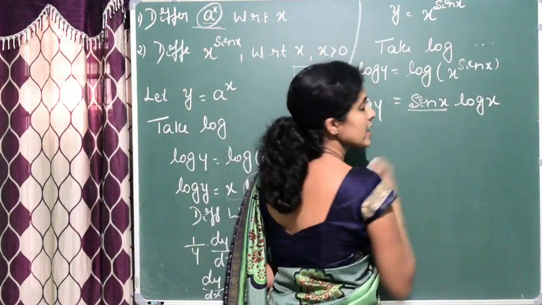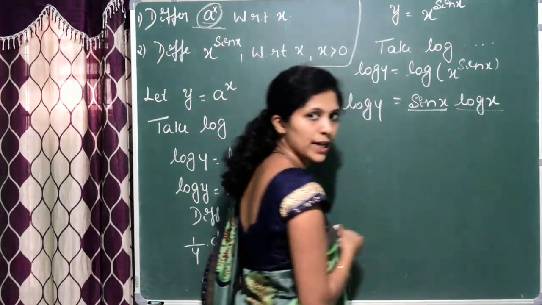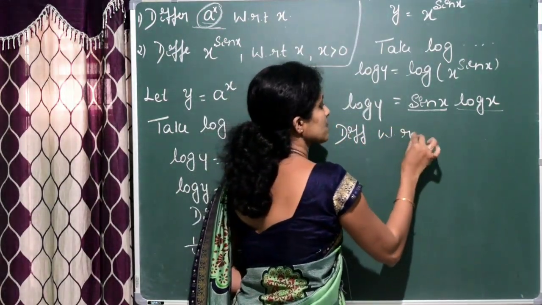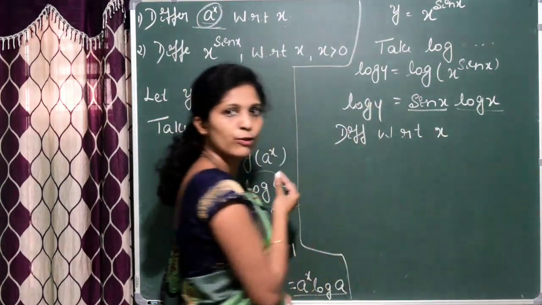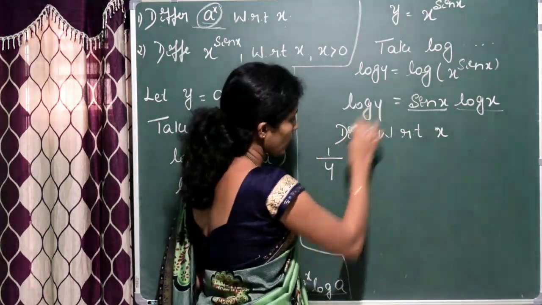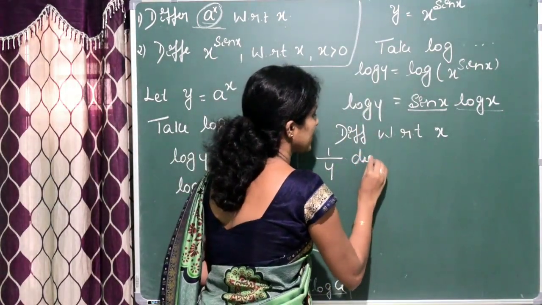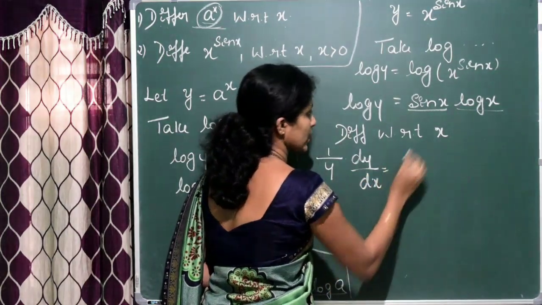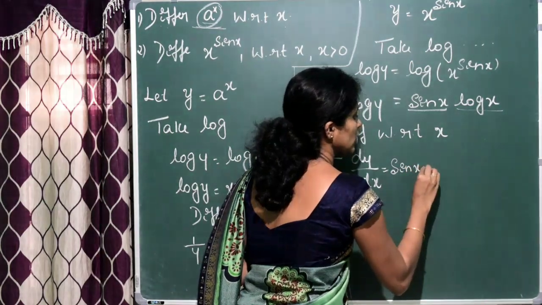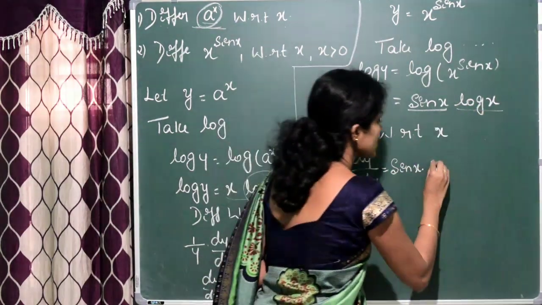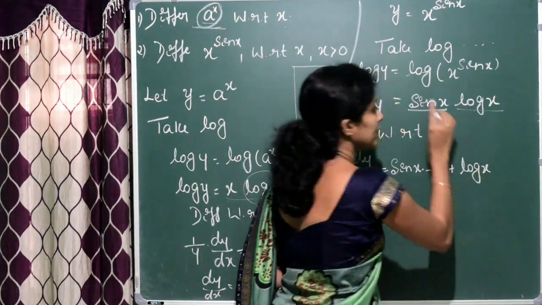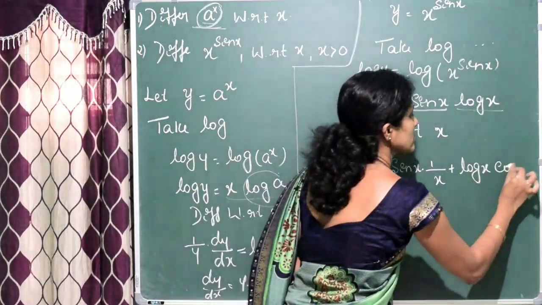Here two functions are there, sin x and log x. So you have to apply the product rule. So this is now differentiating with respect to x. So derivative of log y will be 1 by y. All the problems are similar, okay? Log y will be 1 by y into dy by dx is equal to apply the product rule. I'll write the first function as it is. It is sin x into derivative of log x. It is 1 by x plus log x into derivative of sin x will be cos x.